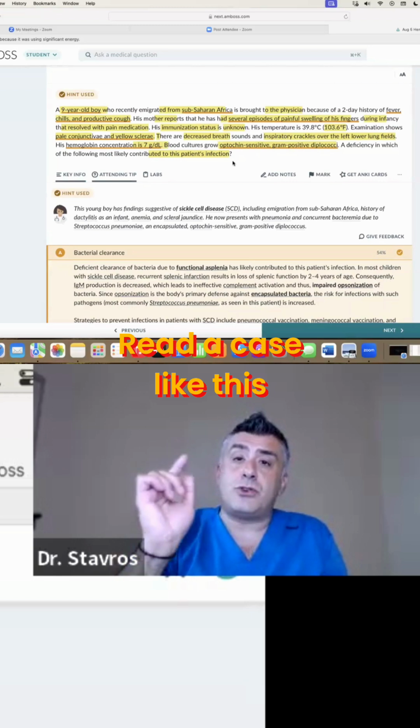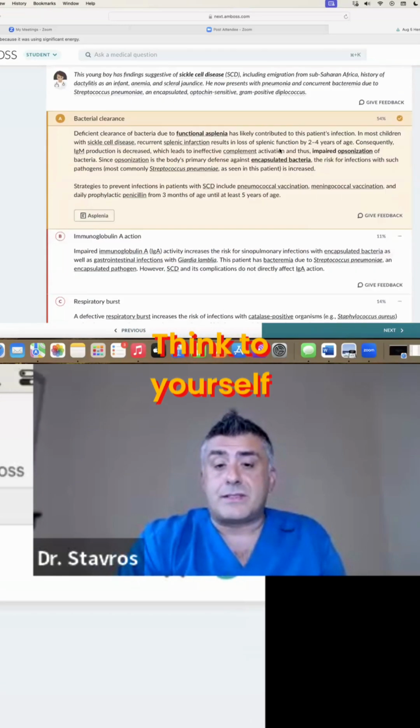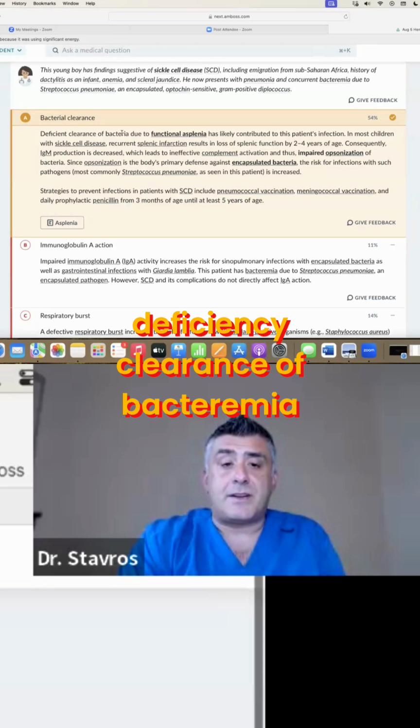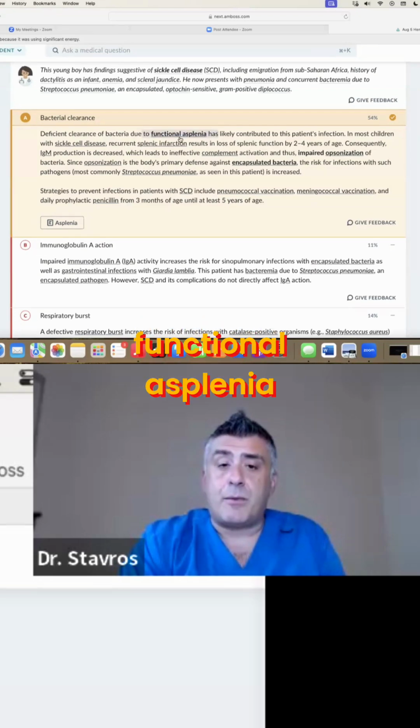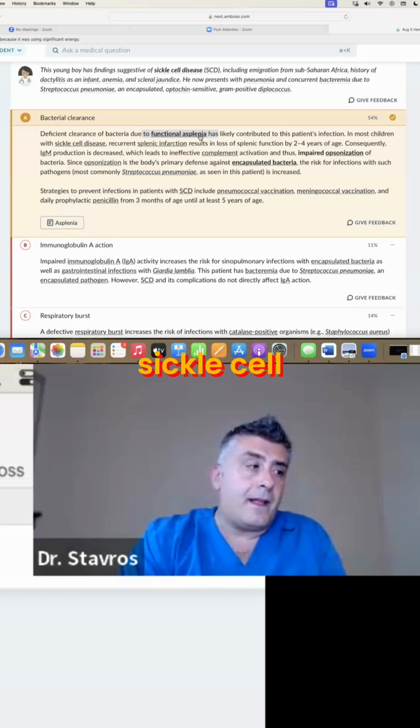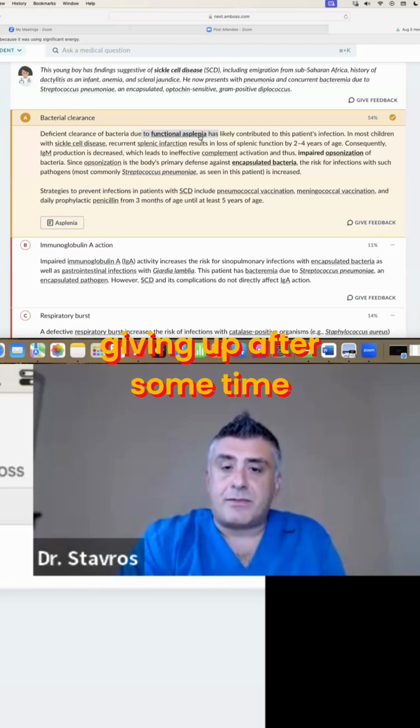Read a case like this. You knew it was sickle cell. Think to yourself, why did people only choose 54% here? Obviously, deficiency, clearance of bacteremia, functional asplenia. What does this mean here, guys? It means that typically when a kid has sickle cell, their spleen just stops functioning after some time.